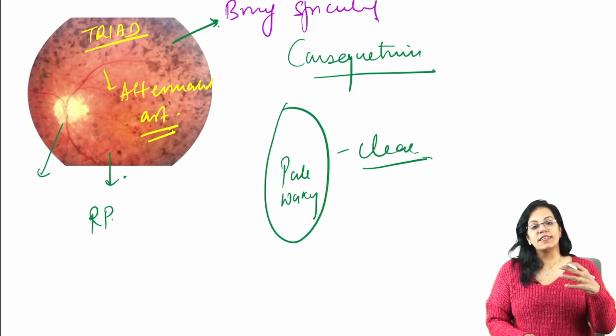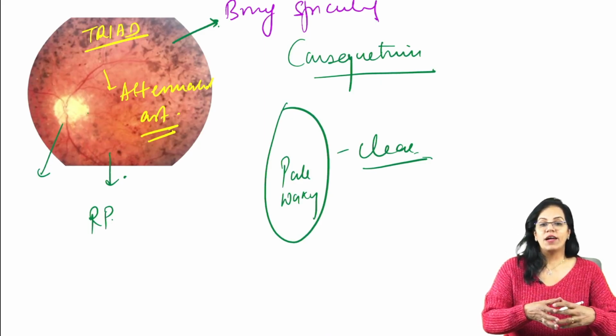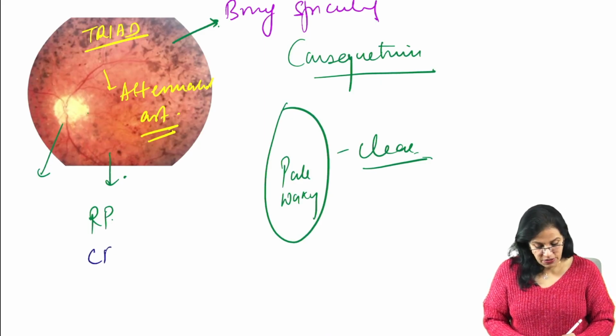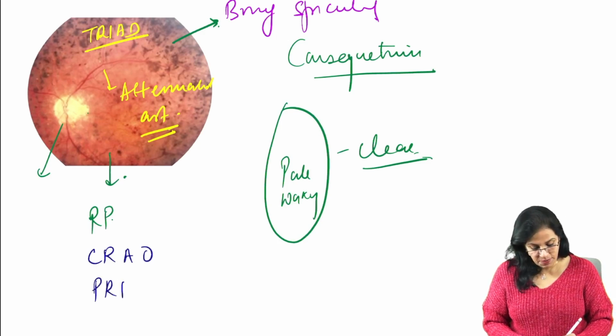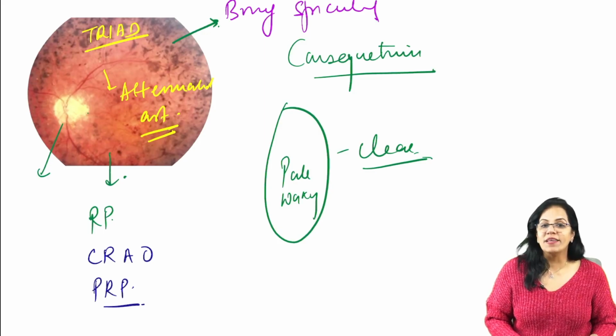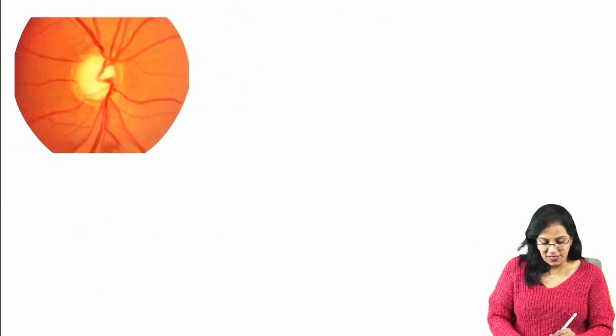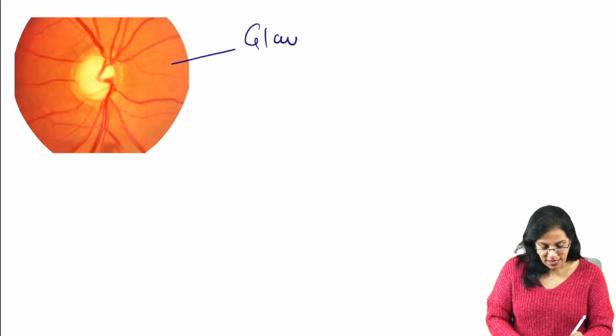Any other causes, the retinal causes which can lead to optic atrophy? It can be central retinal artery occlusion. It can be many settings of even PRP. All these can lead to optic atrophy. Okay. And what is the fourth type of atrophy? It is glaucomatous. We have learned it in the glaucoma chapter also. It is due to glaucoma.